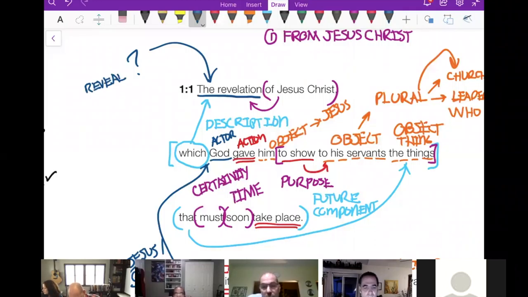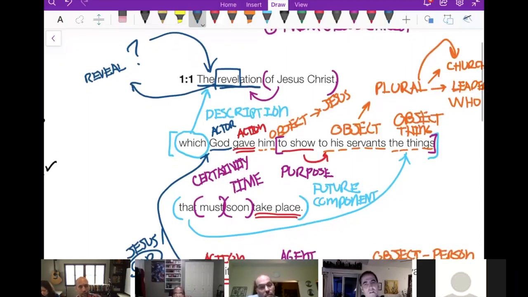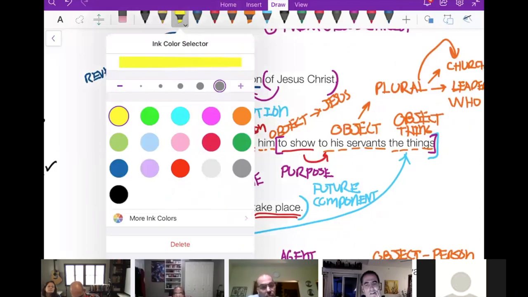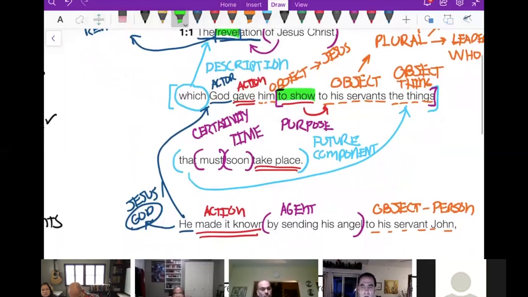Yeah, it's not previously known, but looking at the root, we're getting somewhere. I heard someone say it. There is this reveal idea contained in the word revelation, okay? It appears here. If we're looking at the idea of reveal, we also have it here, to show. Does everyone see that? And then we also have it here, made known.